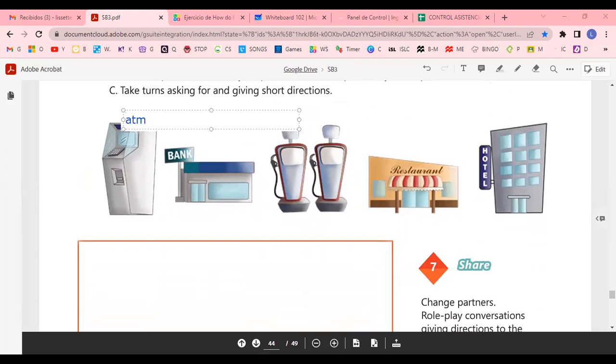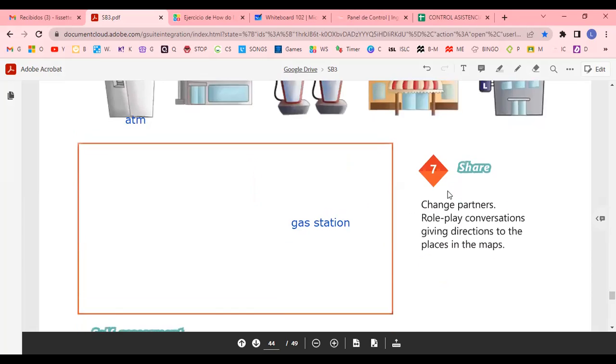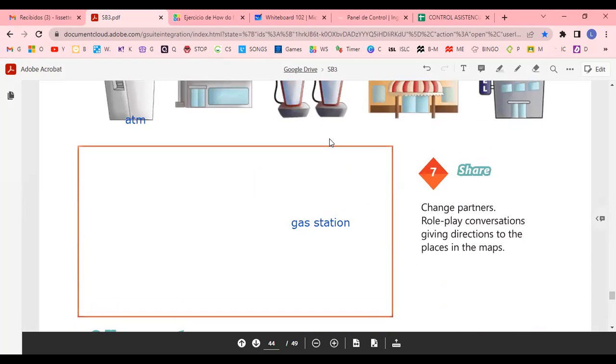Tenemos aquí ATM. We have a bank. We have a gas station. We have a restaurant and we have a hotel. ¿Qué vamos a hacer? Estos 5 lugares los vamos a ubicar acá en ese cuadrito que ven.